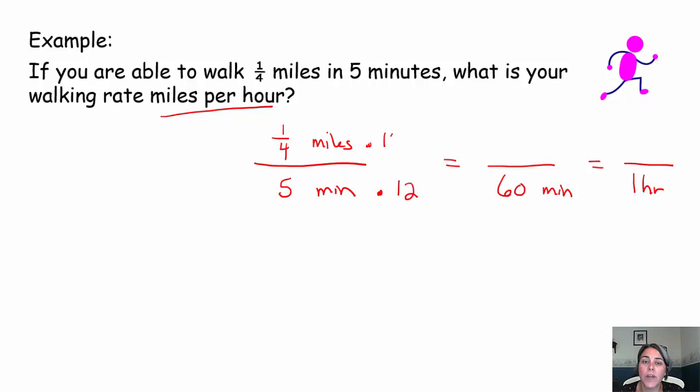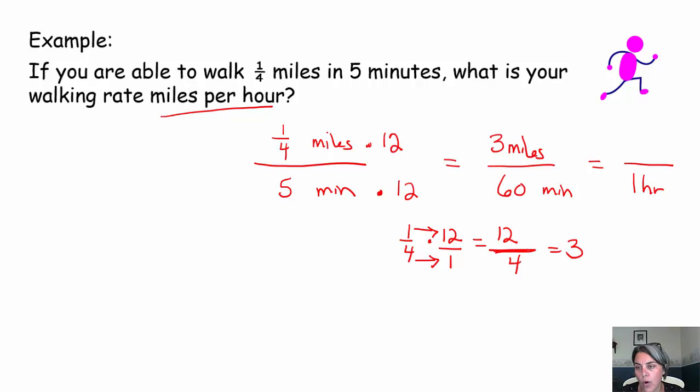So I know I need to do 1/4 times 12. 12 is the same as 12 over 1, straight across the top, straight across the bottom. 12 times 1 is 12. 1 times 4 is 4. 12 divided by 4 is 3. That means we're able to walk 3 miles in 60 minutes, or 3 miles per hour. So your walking rate is 3 miles per hour.